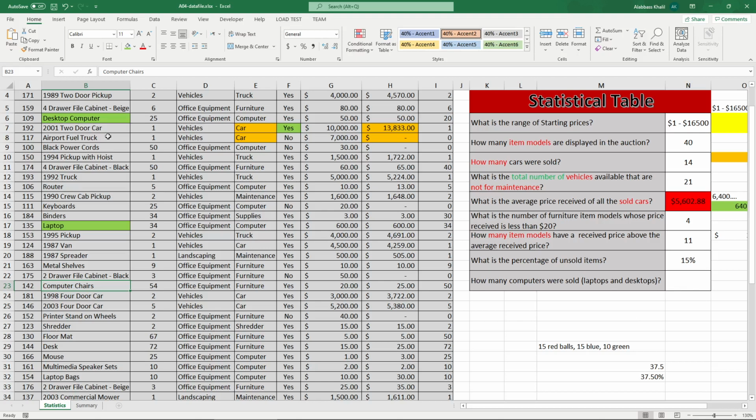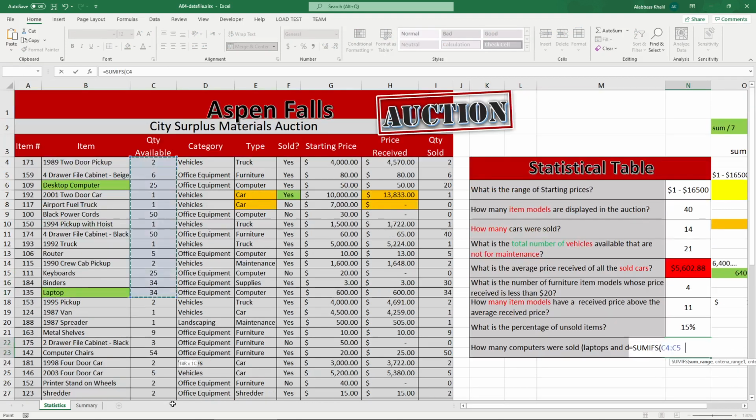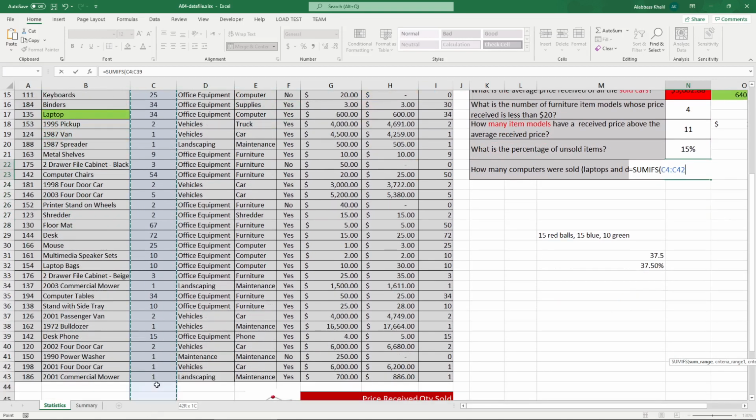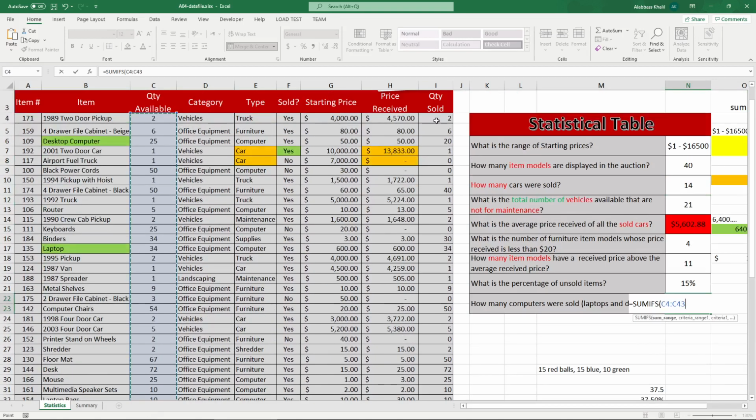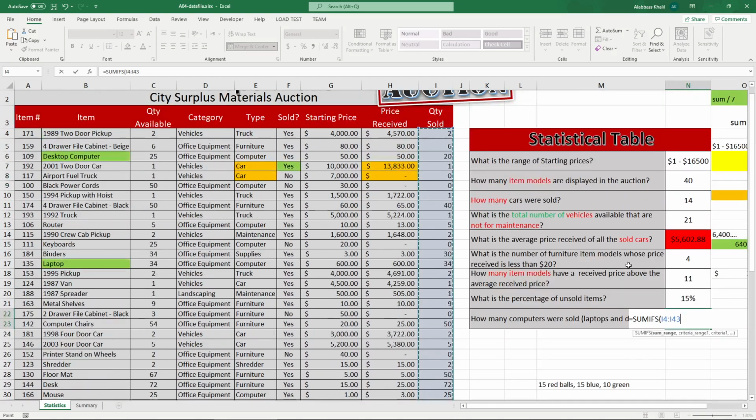But the important thing is, how can I know how many computers were sold? Like there are two types, desktop computer and laptop. Okay, let's try this one. So I'll say SUMIFS, right? Like it seems like I have two conditions, right? So I'm going to sum the quantity sold. Again, the reason I chose SUMIFS is because they're saying how many computers were sold, not how many computer models, which might imply they might want it as count. So they want it as sum.